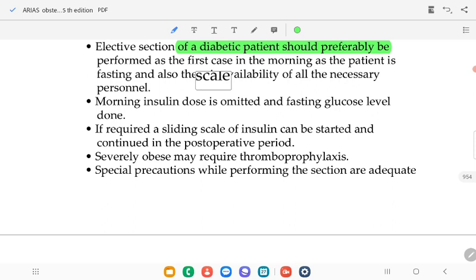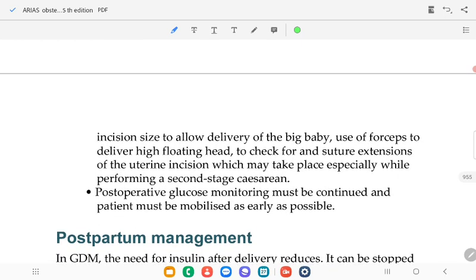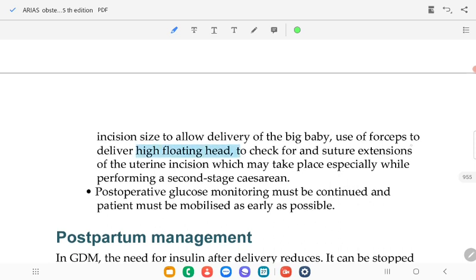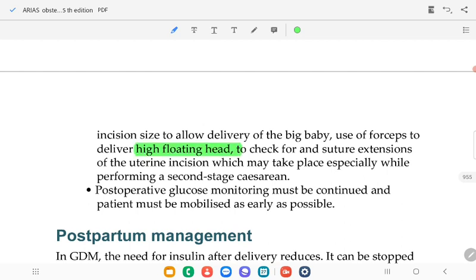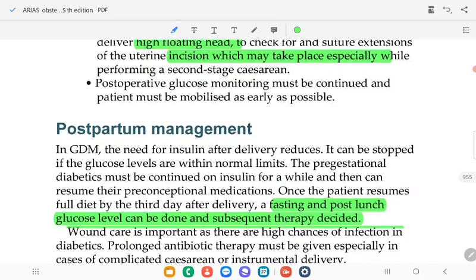Continue in the post-op period. Severely obese patients require thromboprophylaxis. Special precautions may be required while performing the section. Make sure the incision size is adequate to allow delivery of the big baby. Use forceps to deliver the high floating head. Check for suture extension or uterine incision extension, which may take place especially while performing a second cesarean section. Post-op glucose monitoring must be continued. The patient should be mobilized as early as possible.